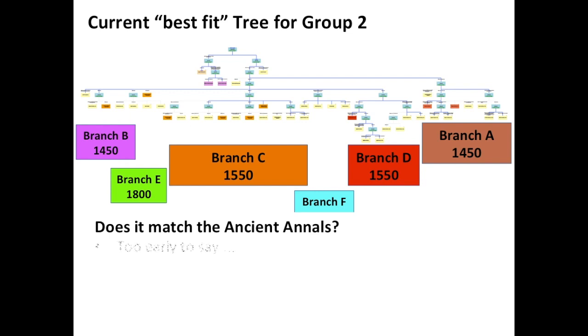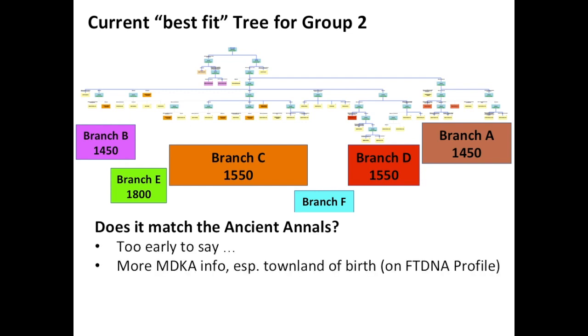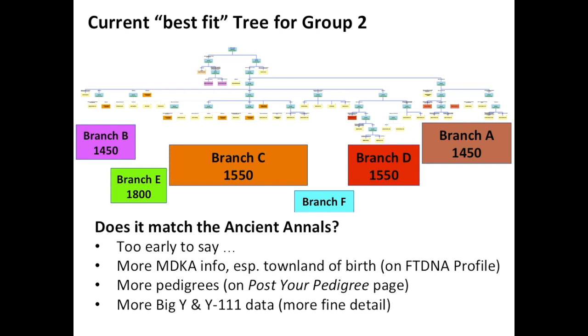Does it match the ancient annals? It's too early to say. We need more information about the most distant known ancestor, including the birth location, the town of birth. We need more pedigrees posted on the Post Your Pedigree page on the blog. And we need more Big Y and Y111 data to get that fine detail to answer the question, can we actually define a sub-branch genetic signature for each of those branches of the O'Farrells identified in the ancient annals?